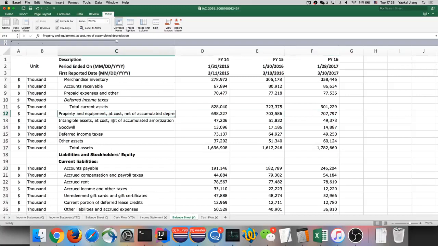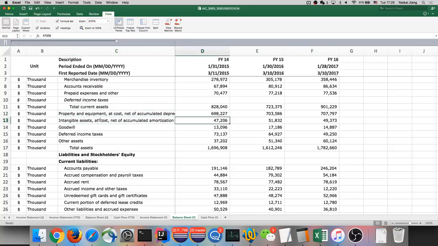And then this is fairly simple too. You've got some property and equipment, so computers, real estate, cars. If you are a FedEx, it's probably your planes. If you are AEO, it's probably the building that you have, and then the furniture that you bought, and lights and all that stuff.